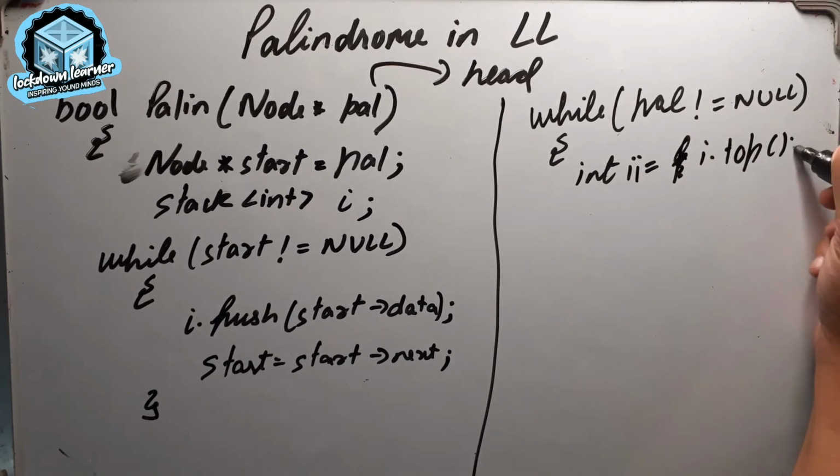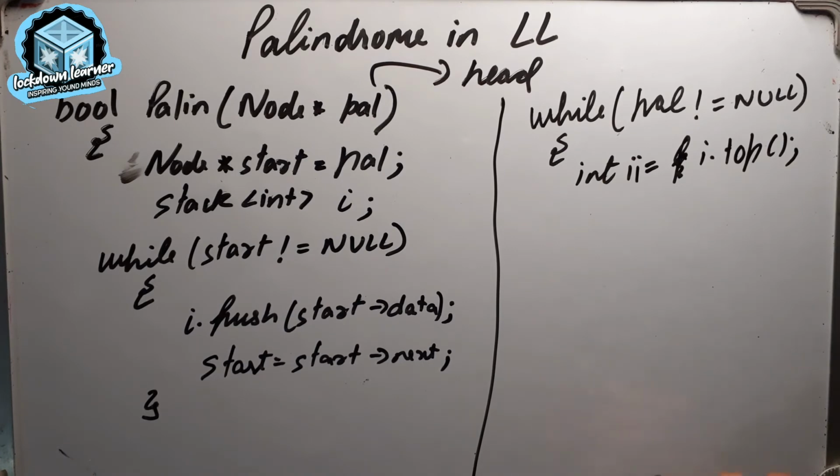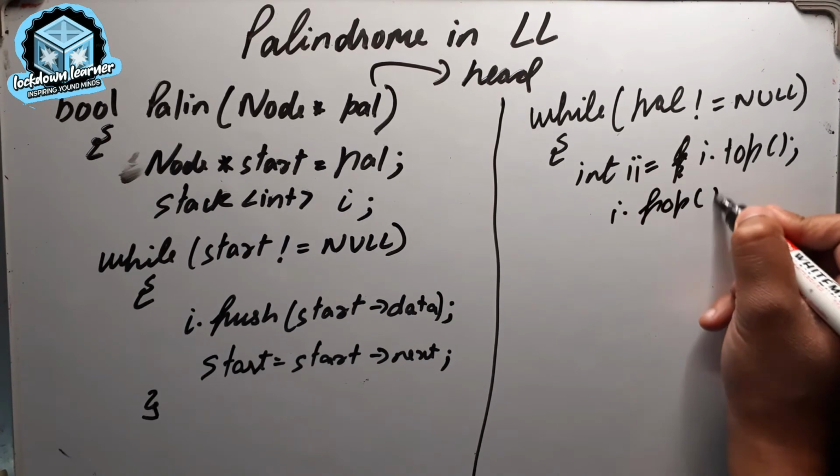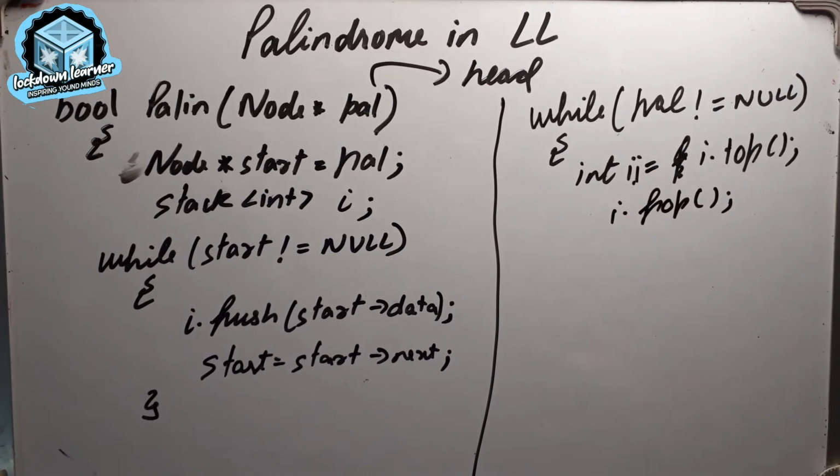Okay, so double I is having the I dot top value, and then what we are doing is I dot pop. Then we are copying that value inside this, and then we are deleting that value. Okay, we are having the value inside this.